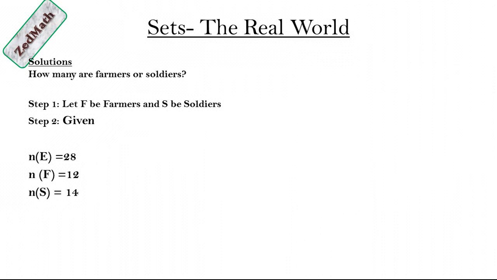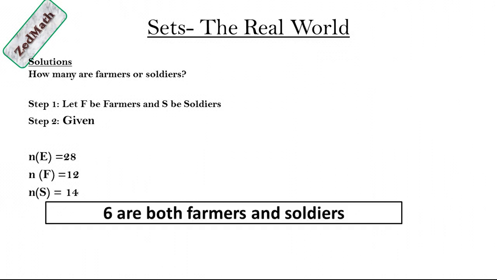Now if we take a look at the last statement, which was 6 are both farmers and soldiers, we can convert this like so. n of F intersect S is equal to 6. Why? Because we have got "both" in the statement, which represents intersection. And since we are talking about numbers, we add the number symbol outside the F intersect S, and that is equal to 6. Now to clearly see this, it is advisable and efficient to draw a Venn diagram first.